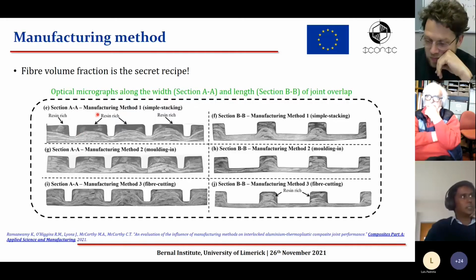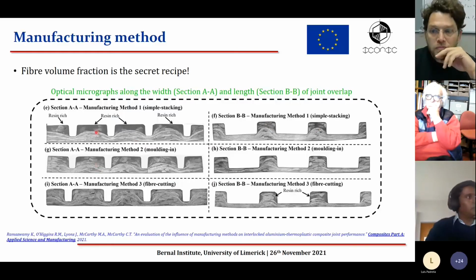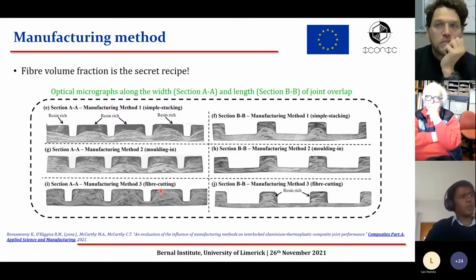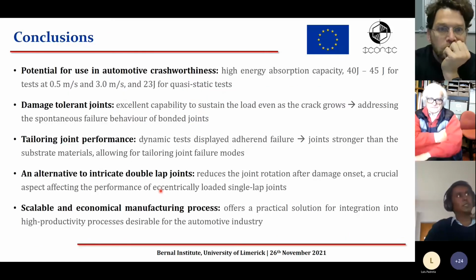That is manufacturing method 1, which is simple stacking. The second is the mold-in manufacturing method. The third is the fiber cutting method, and these are all optical micrographs. This is along the width of the joint, and this is along the length of the joint. And what we see here is that as we move from method 1 to method 3, we have a uniform fiber distribution, which means that we have a higher bending stiffness when we use a fiber cutting method, and this caused a failure either in the metal adherend or in the overlap and improved the energy absorption.